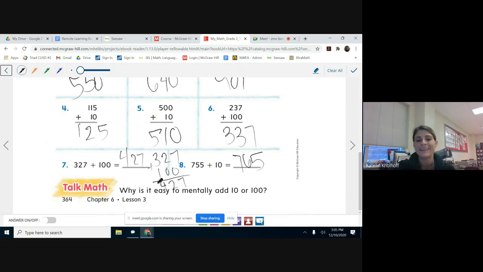Talk math. Why is it easy to mentally add 10 or 100? It's easy because you have those zeros in there, and they make it easier to add because we know 5 plus 0 is 5. Anything plus 0 is itself. So that's why adding mentally with 10 and 100 makes it easy. But also it makes it easy because we know how to skip count by those numbers, right?